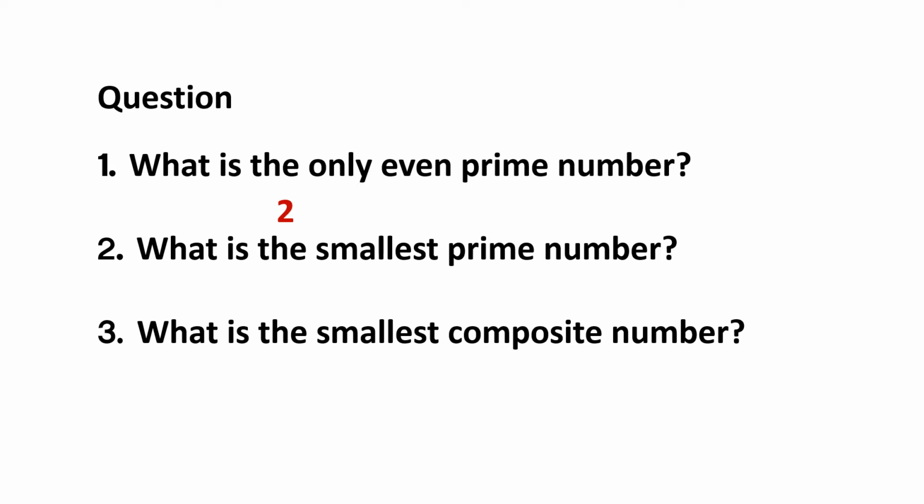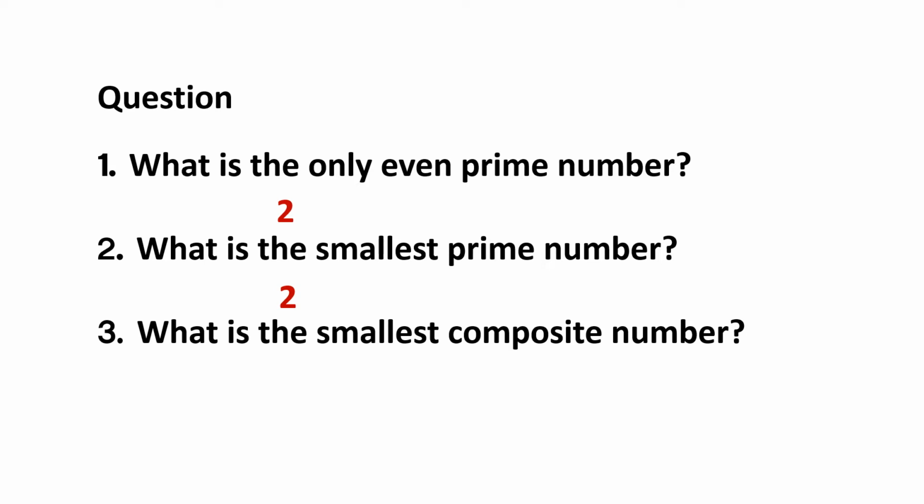2 has got only 2 factors, 1 and 2. Therefore, it's a prime number and it's an even number as well. Right. Question number 2. What is the smallest prime number? Now, we know that 1 is not a prime number nor a composite number. Then when it comes to 2, 2 is a prime number. It has got only 2 factors. Therefore, we can say the smallest prime number is 2.